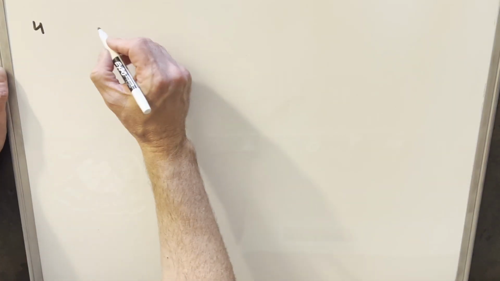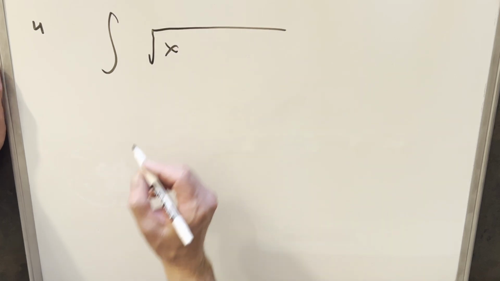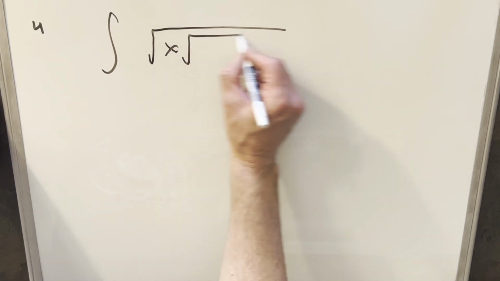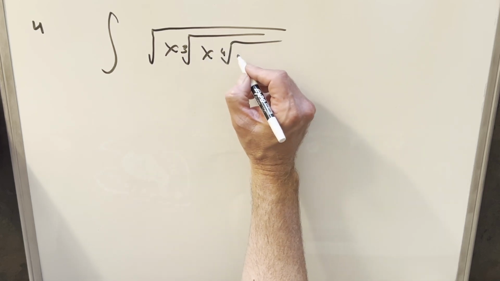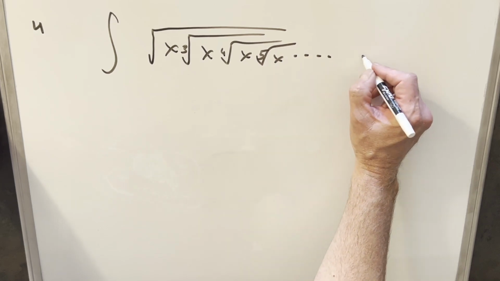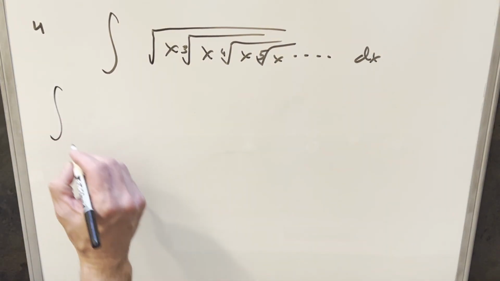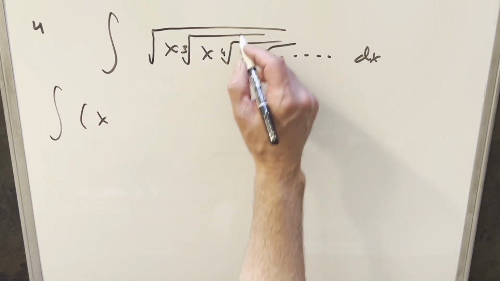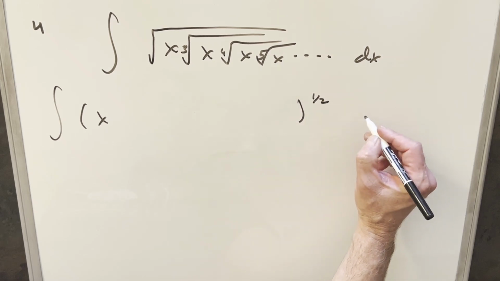Okay, so number 4, we've got the integral of the square root of x, and then we've got a nested cube root of x, and a nested 4th root of x, and this is going to go on and on like this forever. So what I want to do for this is kind of rewrite it to see what's happening. For the outer square root here, I want the whole thing to be inside a half power.